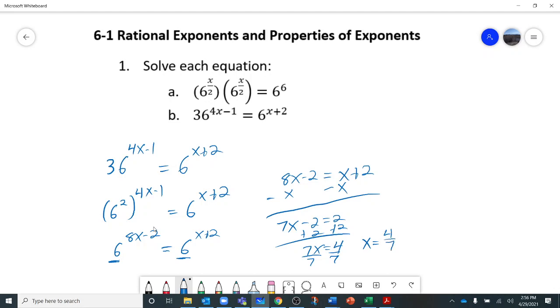And you could actually plug that back into a calculator. It would be ugly, but you could do it and verify that that is correct. So x equals 4 over 7. Probably should say solve each equation for x, but too late now.